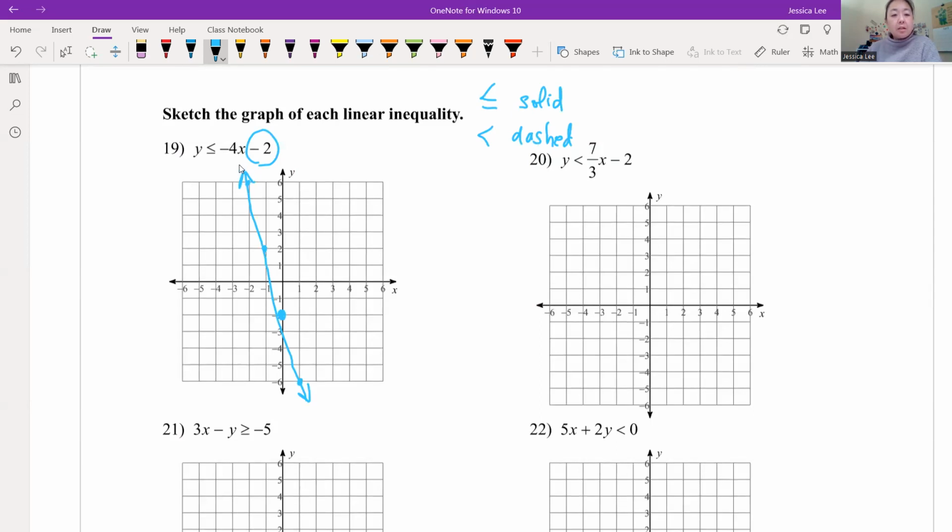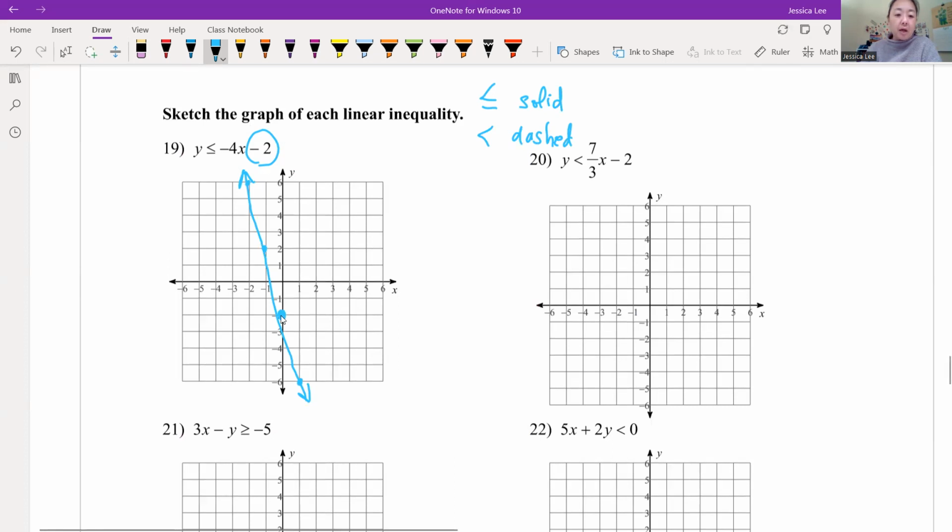And then I guess the other question is, which way is it going to go? It says y is less than. Okay, there are two ways to do this. You can either pick a point and test the point to see if it's a solution, or you can think of it conceptually. First, I'll show you conceptually.